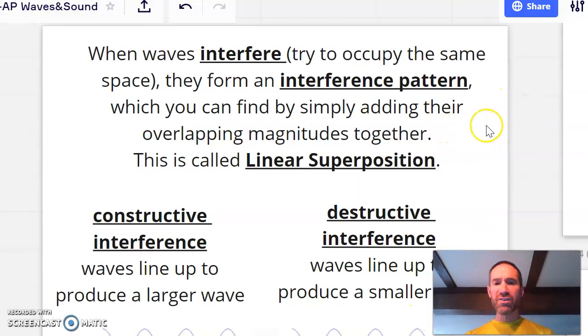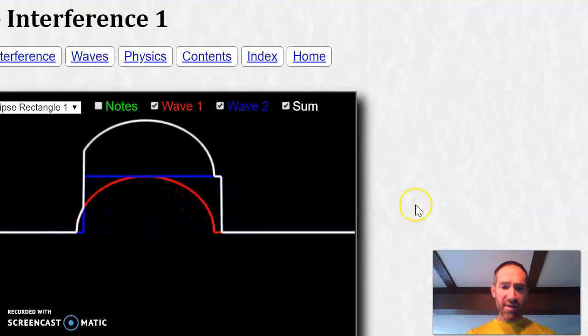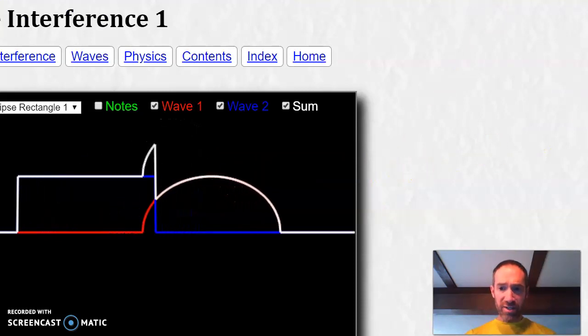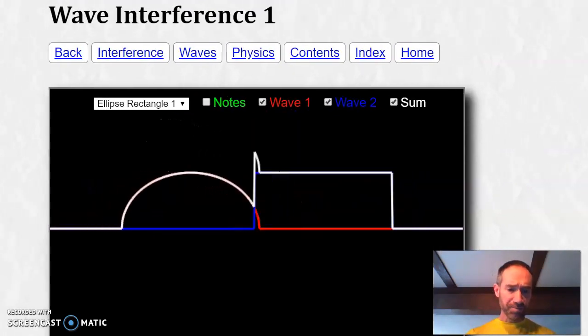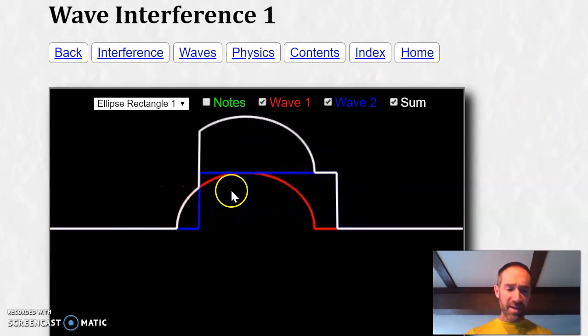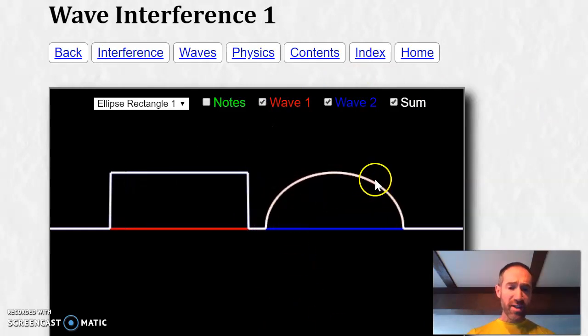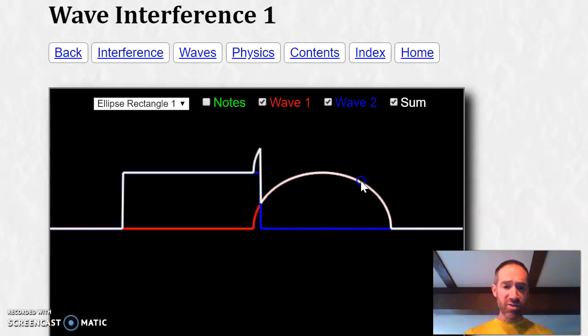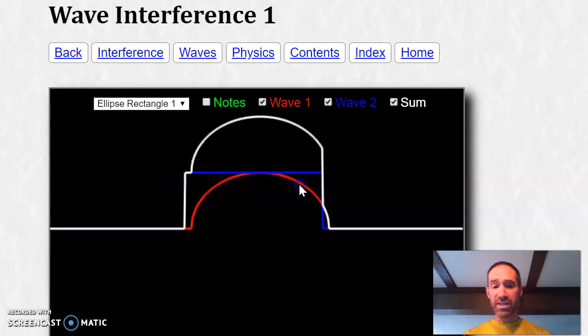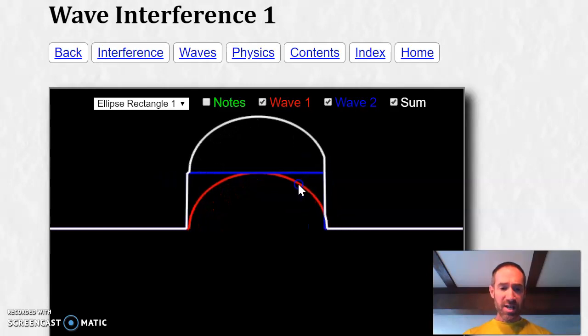So as I said, when waves interfere, they try to occupy the same space, and they form what we call an interference pattern, which you can very easily come up with mathematically. I found this nifty simulator from our friends over at zonalendeducation.com. They have two waves here, a wave that is rectangular and a wave that is elliptical in its amplitudes. If I take these two and overlap them, that is, try to make them occupy the same space, you can see what happens. I get what we call an interference pattern. The white one on the screen is the interference pattern.